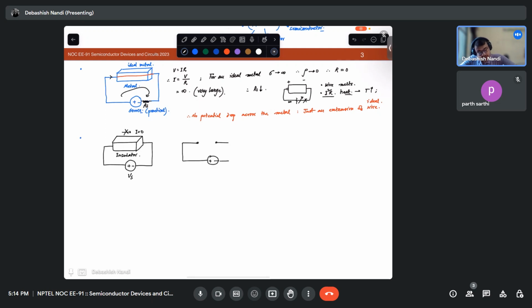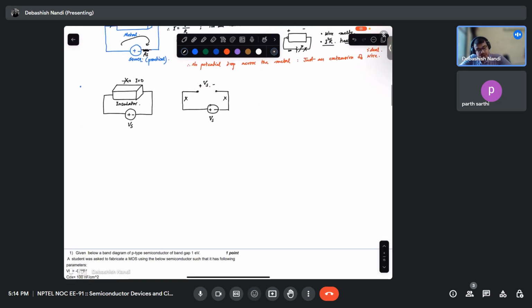So if it acts as an open circuit, the entire voltage Vs will be appearing here, right? Across the two terminals of the insulator. The entire voltage will be appearing there because there is no current in this path or through these leads. Okay.